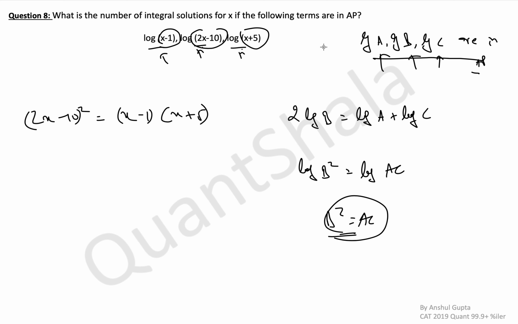Not able to erase that somehow. Okay. So let's proceed. So (2x minus 10) whole square is equal to (x minus 1) into (x plus 5).